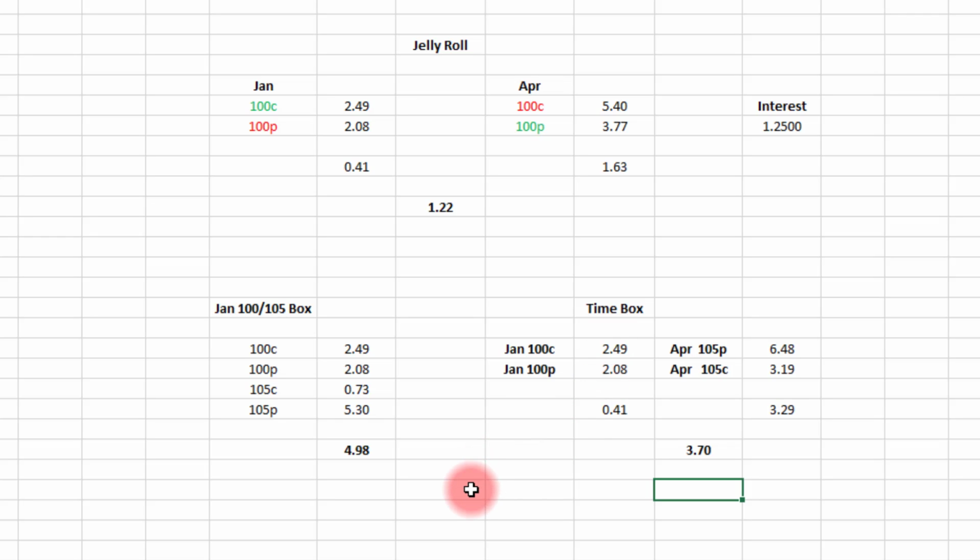What else could we do? Well, I could say that the value of the box spread, if we spin out the jelly roll, we should get the time box. And again, we're off by about 6 cents, but that's the connection between them.